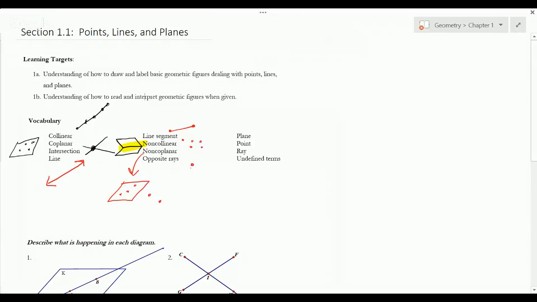For opposite rays, you have one ray going to the right, and then that other ray starts at the same point and goes the opposite direction. So opposite rays actually just look like a line. A plane, remember, is a flat surface, and it's represented with a parallelogram. A point is a capital letter, point R. A ray starts in one place and goes in one direction. And then undefined, those are your points, lines, and planes.